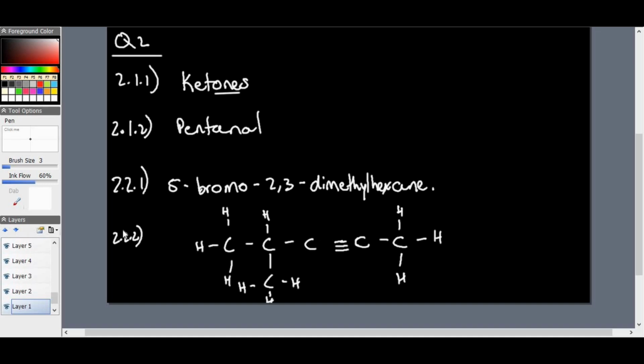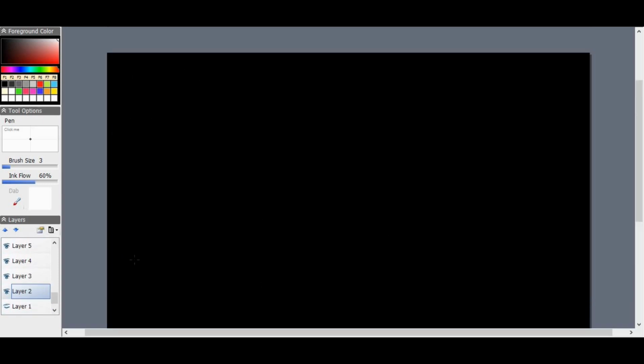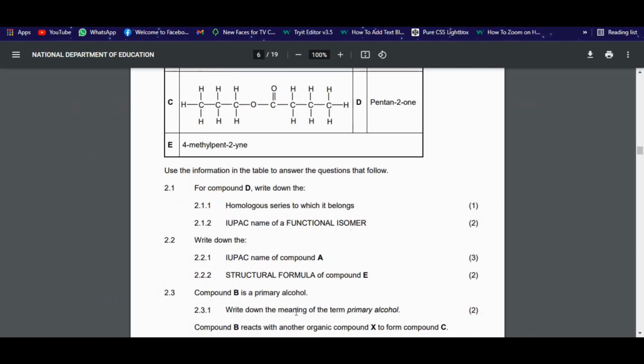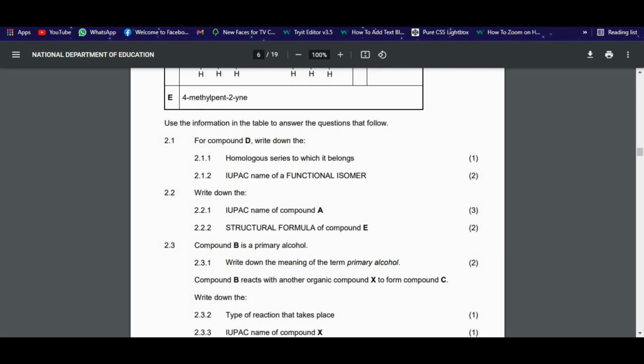All right, I think that's the first part, and we're almost done. Let's just have a look at 2.3. I think in 2.3.1 they told you about compound B, C3H8O. It's a primary alcohol, and you have to write down the meaning of the term primary alcohol. There are a lot of ways that you can write down this definition.